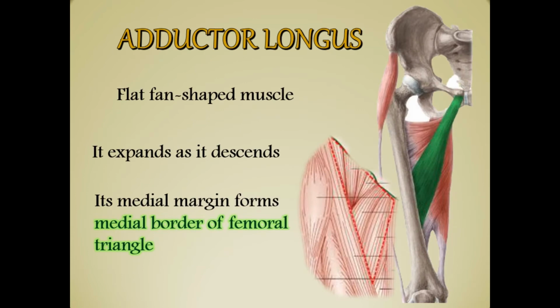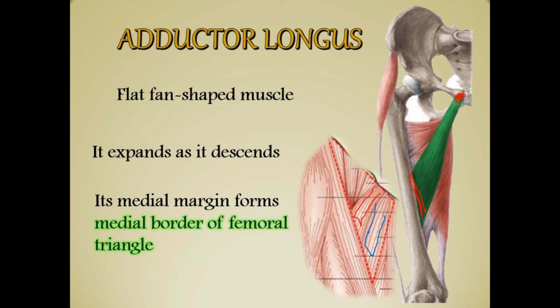Adductor longus is a fan-shaped muscle that expands as it descends. Now you can see this is the apex and this sort of base, and it expands downward when it descends. It's a sort of fan shape. Its medial margin forms the medial border of the femoral triangle, highlighted in a red dotted line. The picture below is the femoral triangle, and this muscle is the pectineus muscle and this one is the adductor longus muscle. So the adductor longus muscle forms its medial margin.